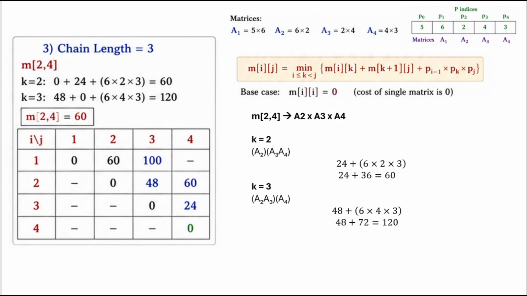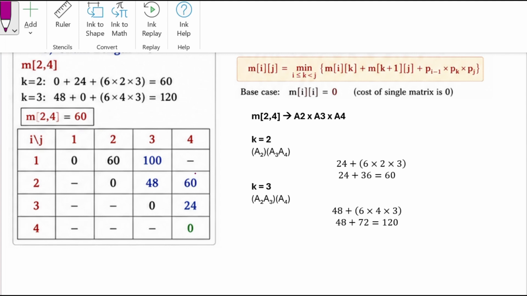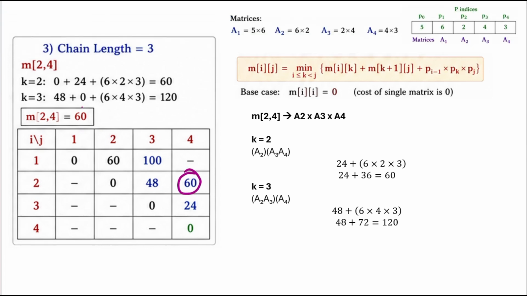So already 100 is over, so we need to calculate this value. The same procedure here. Here what is the value? M2, M4. So we perform the matrix chain multiplication of A2, A3, A4. Here also two possibilities are there. Initially K is 2, the split here. So find A3, A4 and then multiply with this A2.